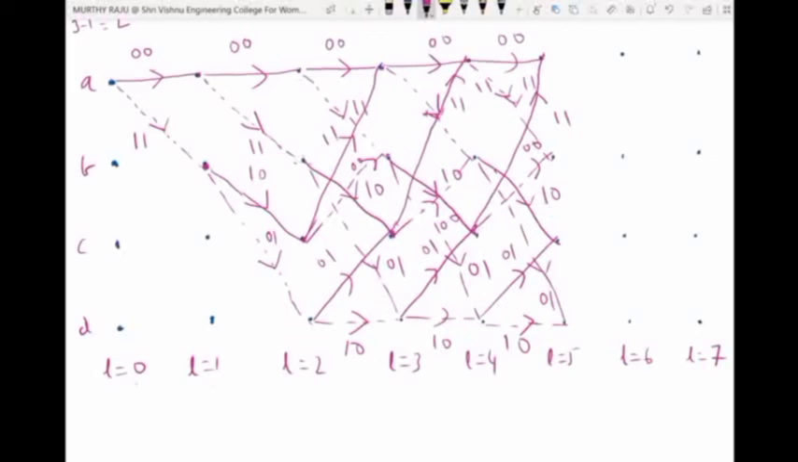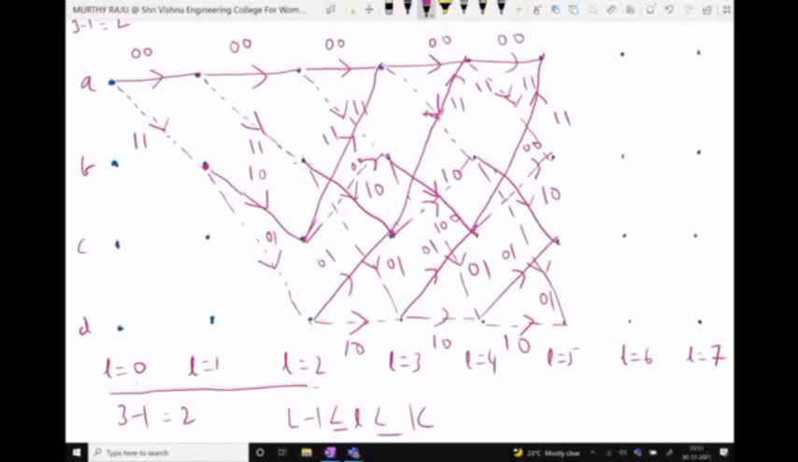The structure is periodic. Consider the last L minus 1 levels. This is the first L minus 1 levels. L minus 1 means 3 minus 1 levels, that is L is equal to 0, L is equal to 1, L is equal to 2. The Trellis structure is departure from the initial state, and L minus 1 less than or equal to L less than or equal to K.